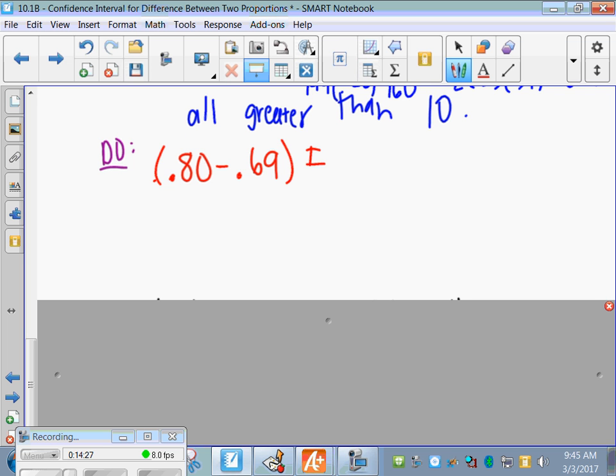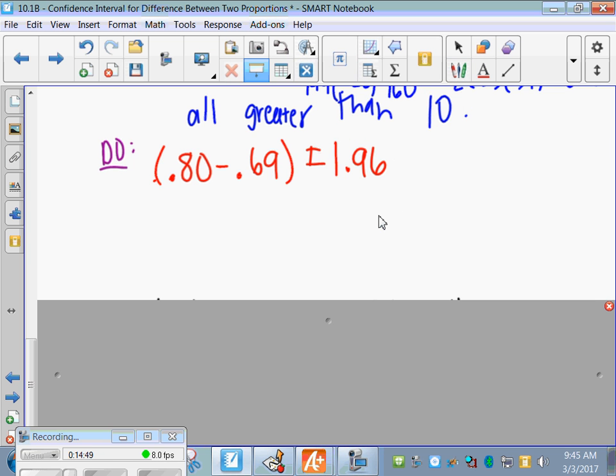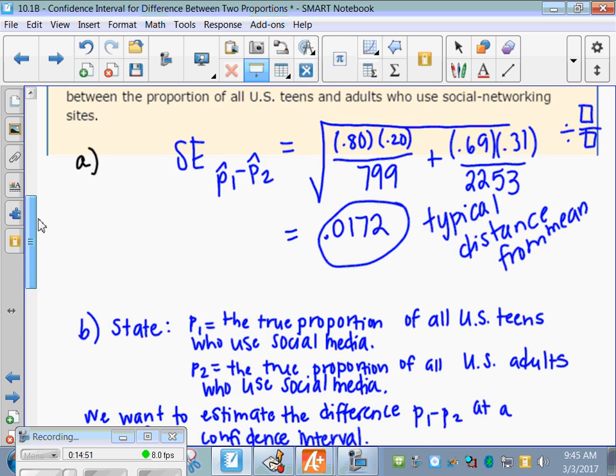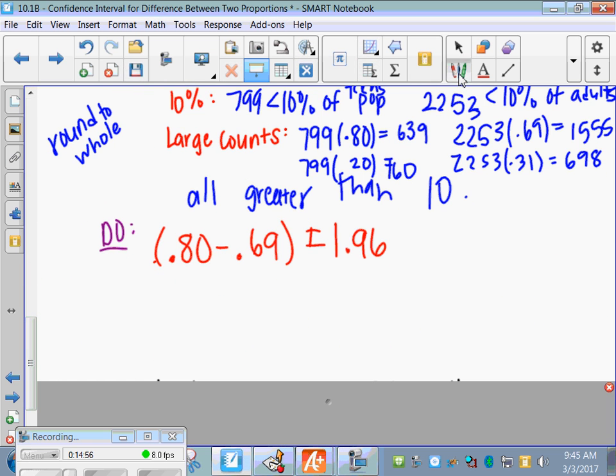Plus or minus, and then we need our critical value, our z-score. You guys probably memorized the 95%, which is what we're doing. You guys remember? Okay, 1.96. If you don't remember, you have to do the inverse norm. All right, and then we got to do our standard error. However, didn't we just calculate that up there? In part A, it asked us to actually calculate the standard error. We plugged all that in and got 0.0172. So I'm going to go ahead and just write that down.